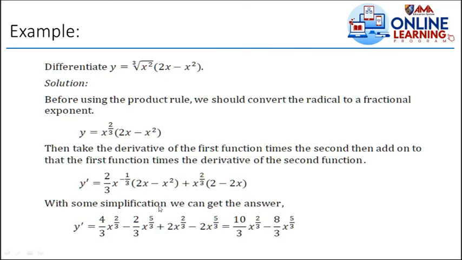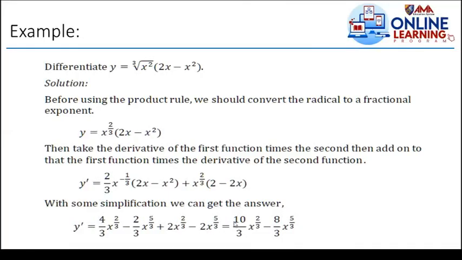Okay? With some simplification, we can get the answer: y prime is equal to 4/3 x raised to 2/3 minus 2/3 x raised to 5/3. Then, we have minus 2x raised to 5/3, which is equal to 10 all over 3 x raised to 2/3 minus 8 all over 3 x raised to 5/3.